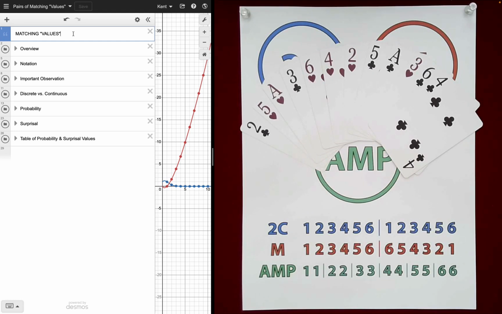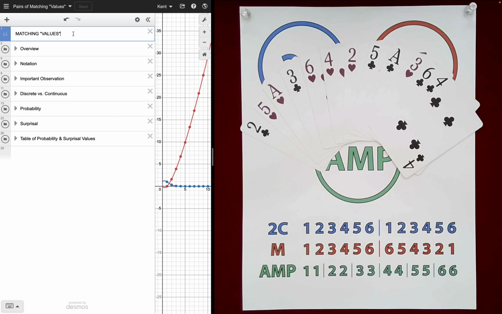Okay, today we will look at surprisal values for performances that are based on the principles taught in the Hidden Structures online course. So this is where we look at 2 cycles, mirrored structures, and AMP structures. Okay, now if you've gone through my improv card magic series, this is one of the particular cases that we covered, namely packets of size 12.